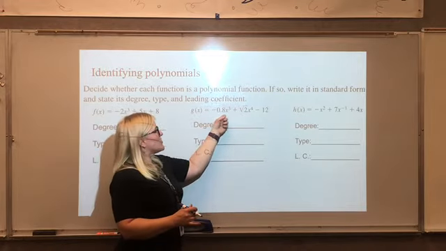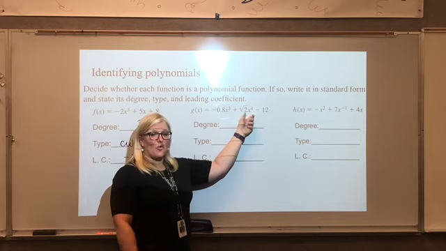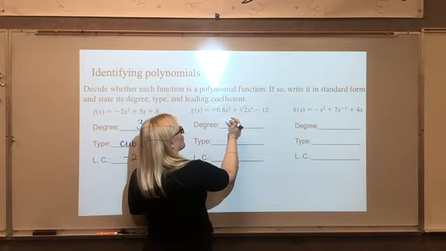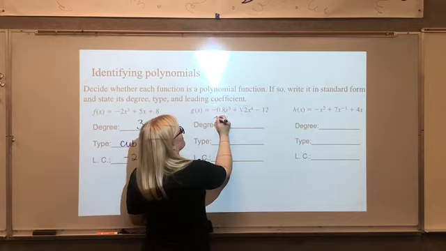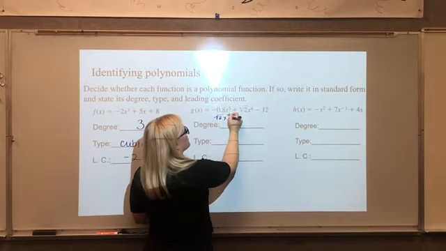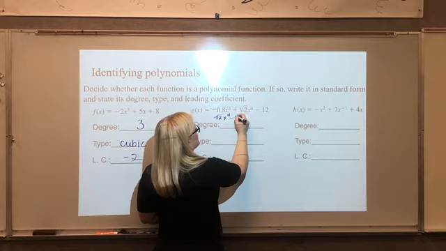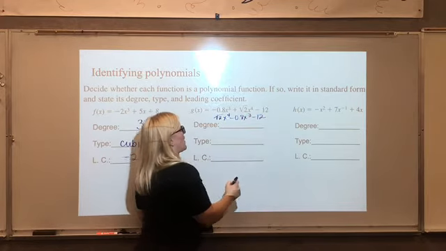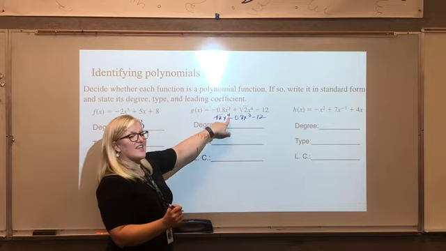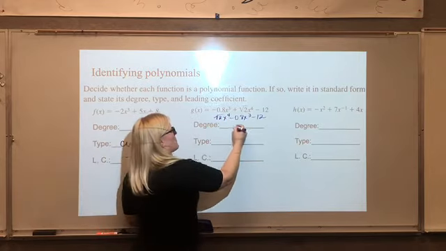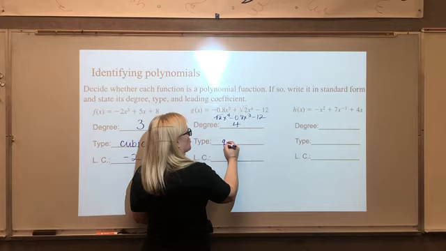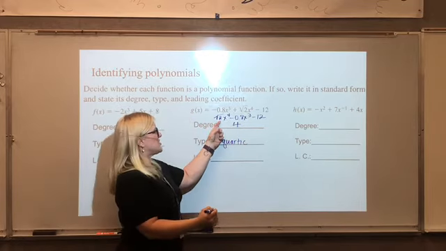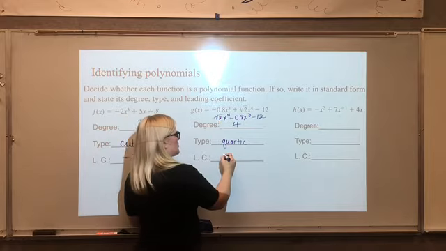Degree, let's look. First of all, is it in standard form? It's not, okay, because I have x to the 4th right here. That should come first, because it's my highest exponent, minus 0.8x cubed minus 12. So my degree, again, highest exponent is 4. That makes this quartic. And my leading coefficient then is the square root of 2.